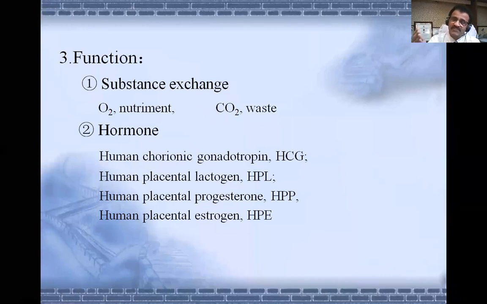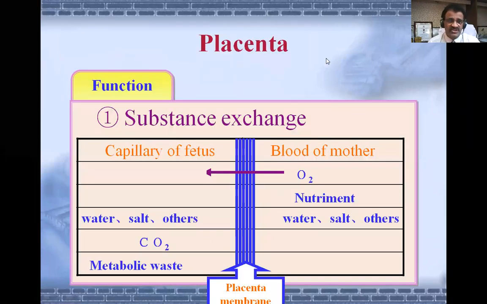Progesterone is also produced by the ovary with the help of the corpus luteum, and also by the placenta for further maintenance of pregnancy. Progesterone is required for the maintenance of pregnancy. Human placental estrogen is also produced. So these are the four hormones produced by the placenta, and it is also made for exchange of substances, nutrients, and waste products, CO2 and nitrogenous waste products. Here you can see the placental functions in more detail. From mother to fetus, O2 is going, nutriment is going, and other things, water, salt, and others, they are going both ways.